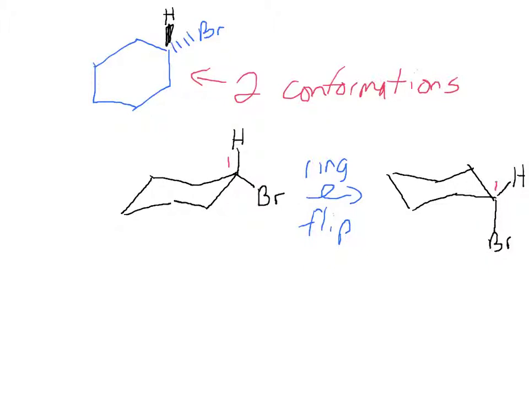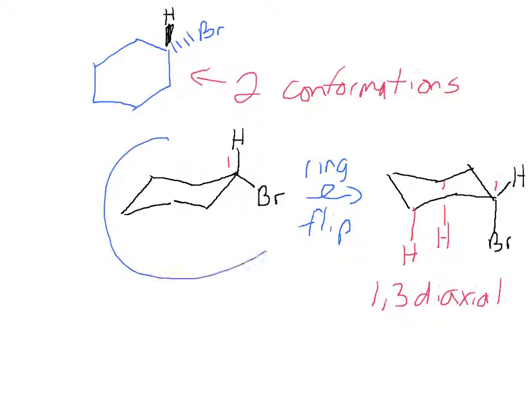Equatorial is always going to be more favored. You want to get the big groups equatorial because it sticks out away from the ring. In the ring, we don't draw them in, but there are all these hydrogens that are axial to the bromine. That's the 1,3-diaxial interaction. When you're axial, you're closer to these other axial positions, and things start bumping into each other, and that's bad. When you're equatorial, you're sticking out from the ring, you're not as likely to run into somebody else. It makes you more stable. So in this case, the more stable conformer would be this.